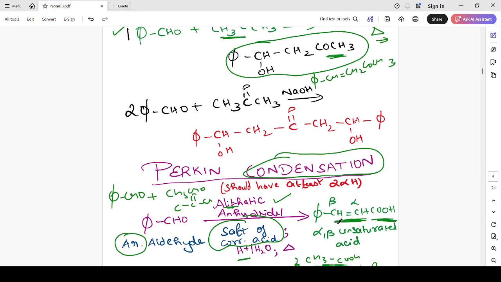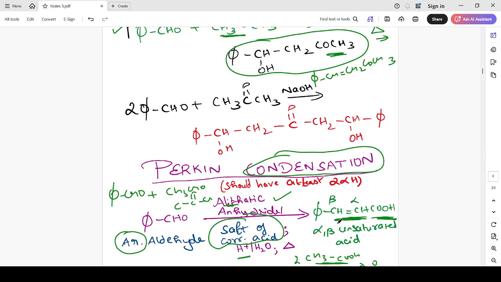So the reaction is called Perkin condensation reaction. So how do I identify this Perkin? You would be provided definitely benzaldehyde in the presence of aliphatic anhydride. The moment you see this combination, just go and heat it. Create an alpha beta unsaturated acid.